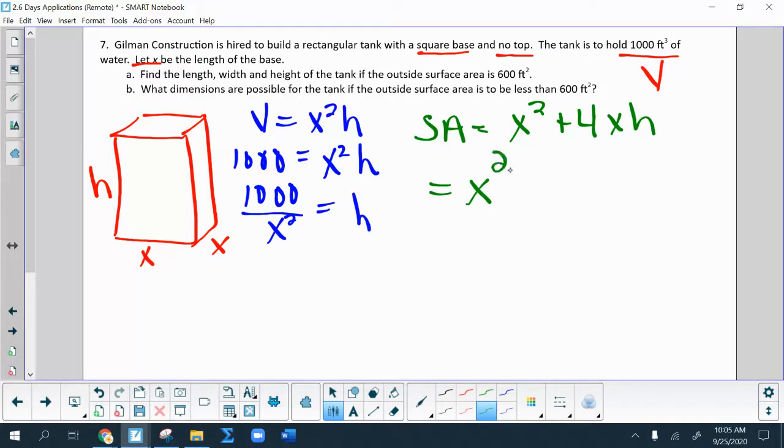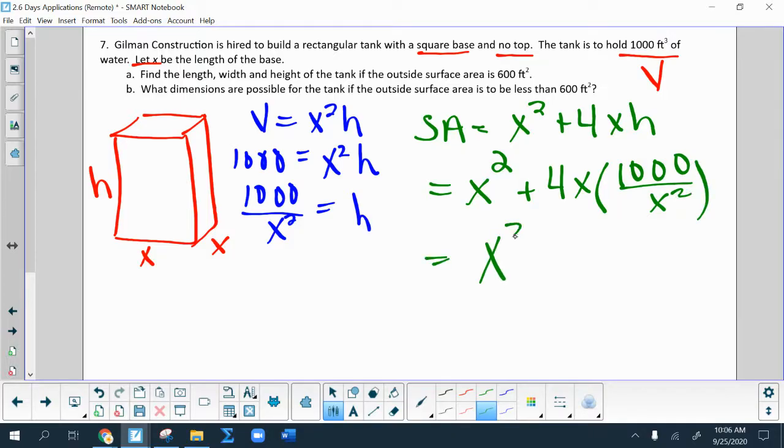So now I can substitute in what I found for h. So 4x times 1,000 over x squared, and this simplifies to x squared plus 4,000 over x. Okay, so this question is a little bit different than the ones we've been doing in the past.